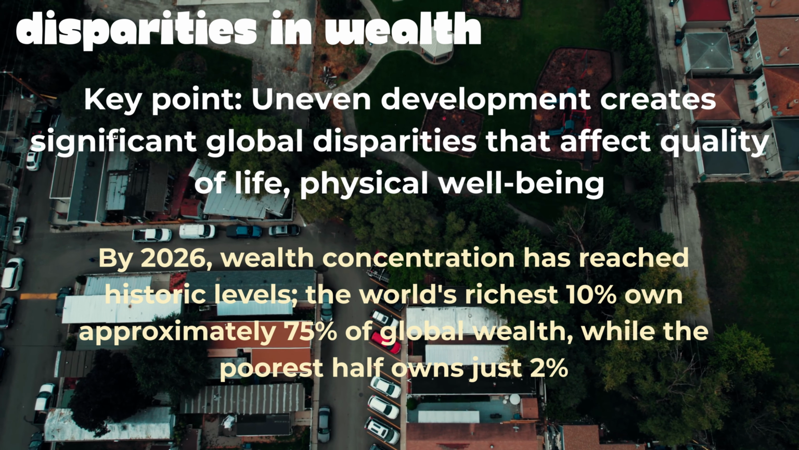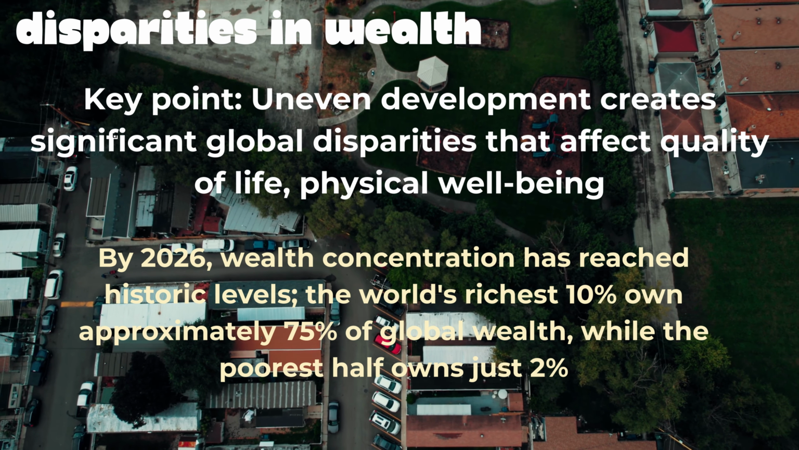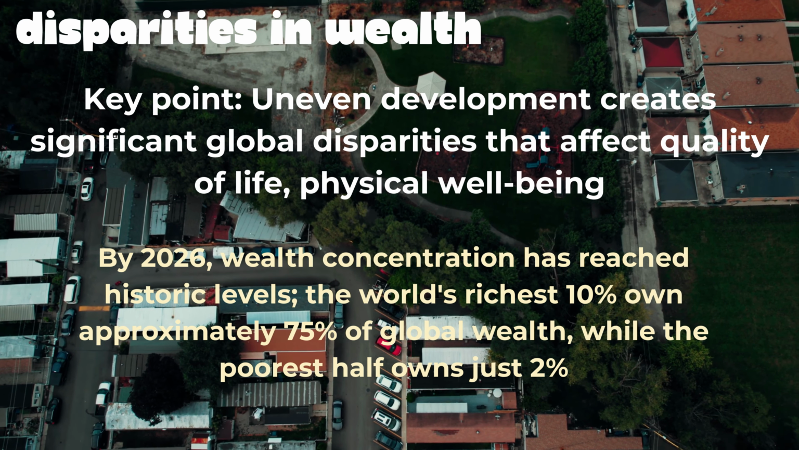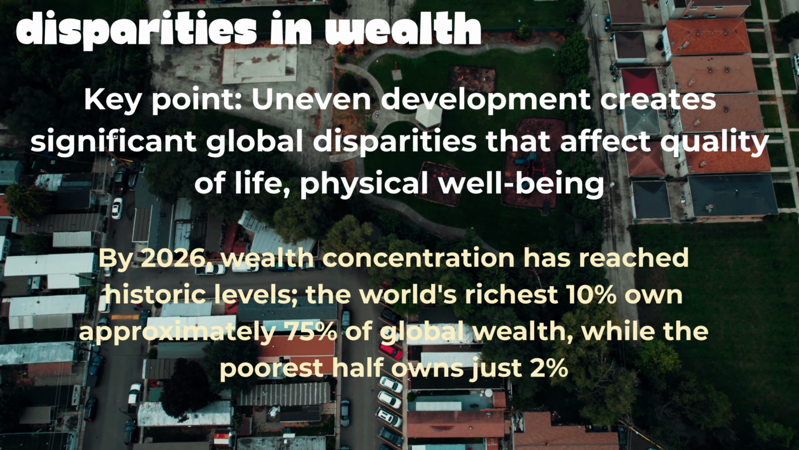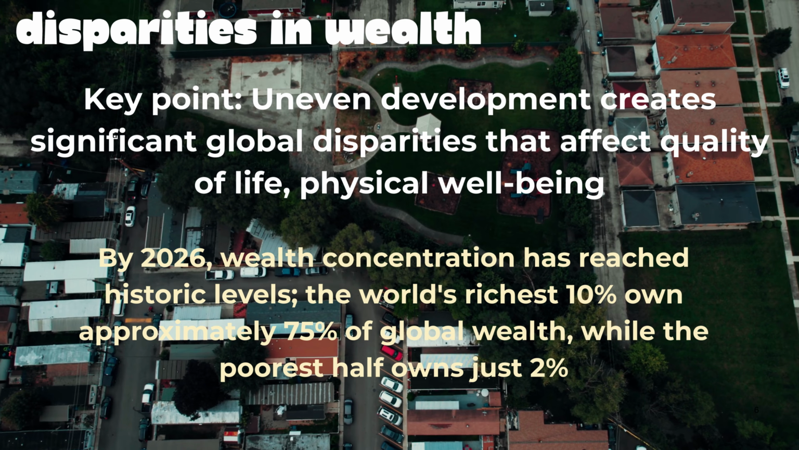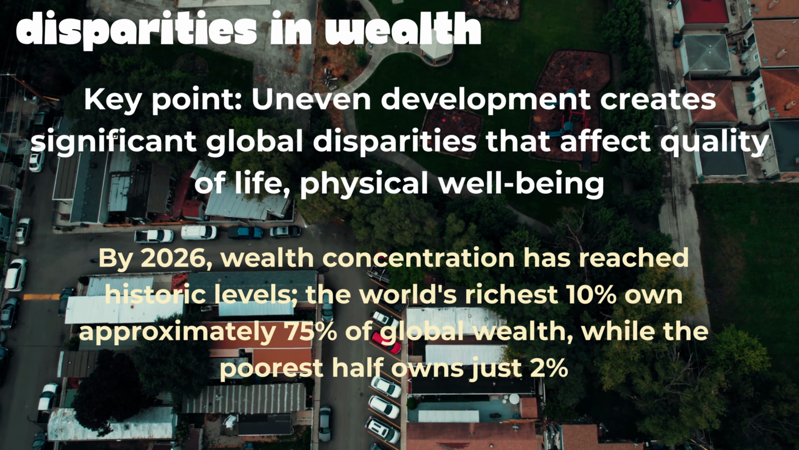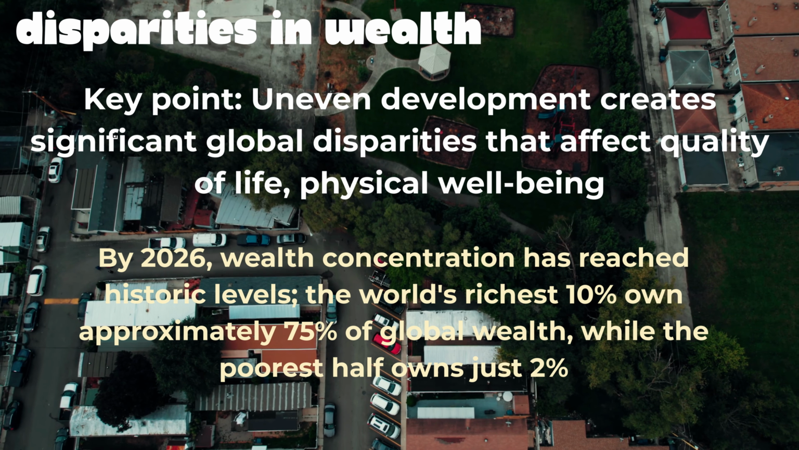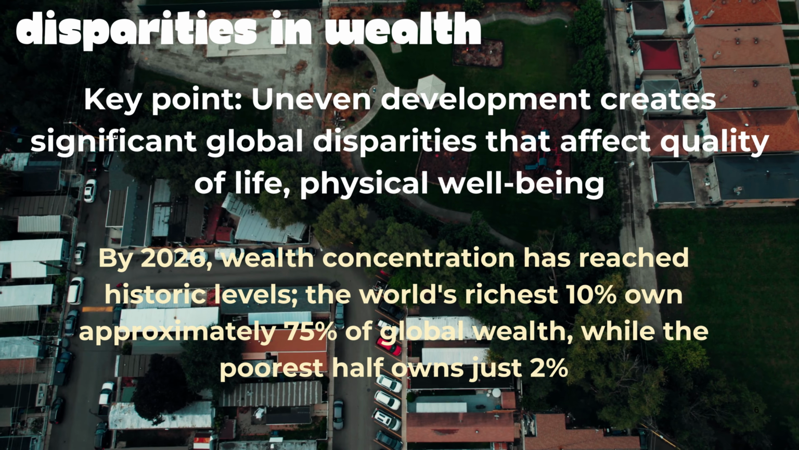So let's start with disparities in wealth. What does that actually mean? It means differences in wealth, and differences in wealth are the biggest outcome of uneven development. It seems obvious, I know, but the examiner may ask you about this. So the key point is uneven development creates big differences in wealth, and that of course is going to affect quality of life and people's physical well-being.